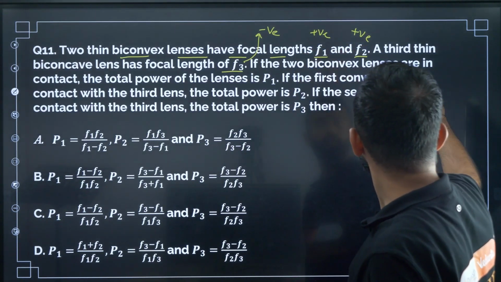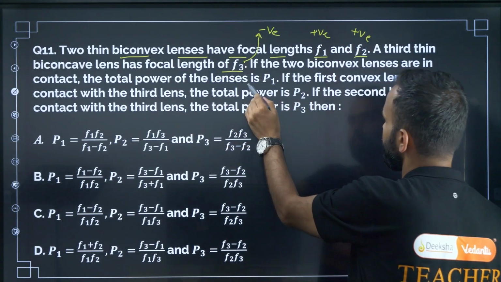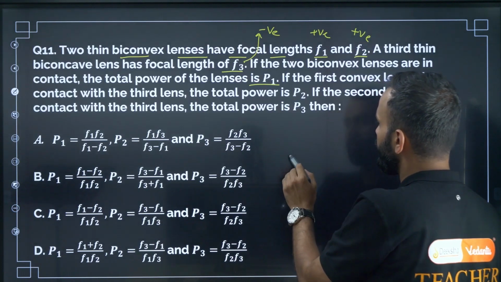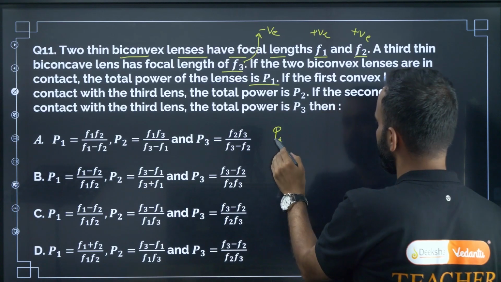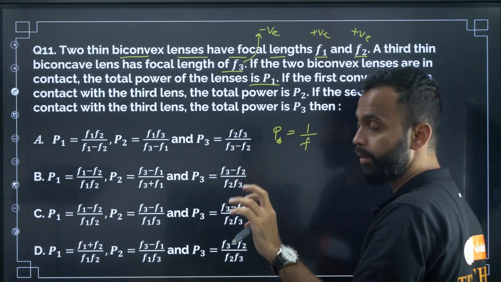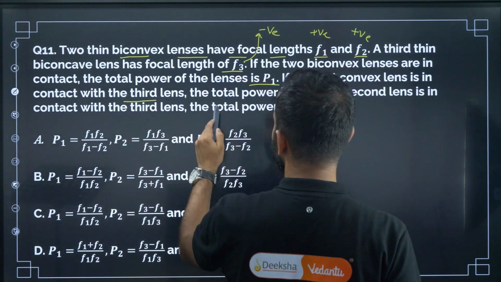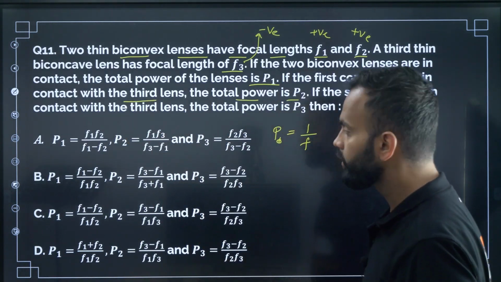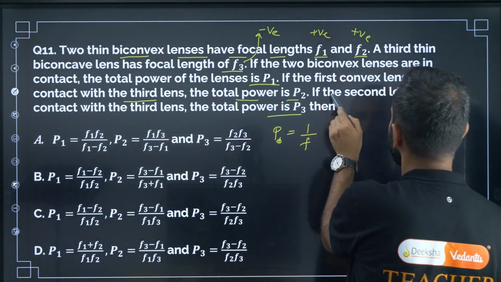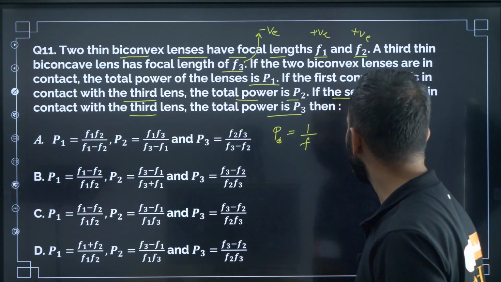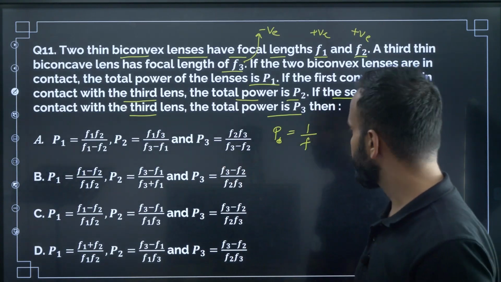If the two biconvex lenses are in contact, the total power of the lens is P1. Remember, power is the reciprocal of focal length. If the first convex lens is in contact with the third lens, the total power is P2. If the second lens is in contact with the third lens, the total power is P3. We need to find the powers in terms of focal lengths.